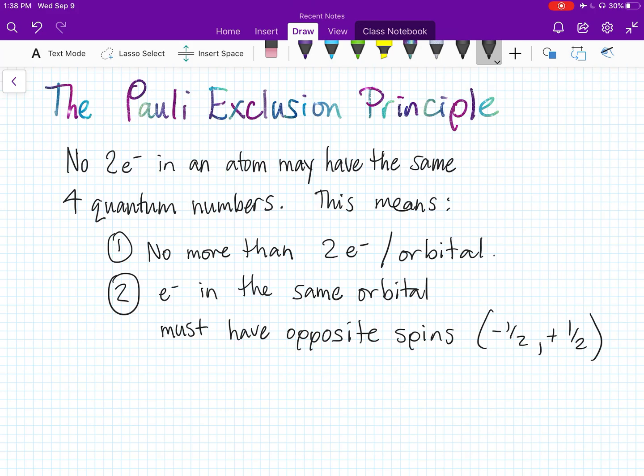The first of which is that there cannot be more than two electrons per orbital. The second implication is that if there are two electrons in the same orbital, they have to have opposite spins. So their m sub s values have to be opposite, minus and plus 1/2. So we can use this principle to do problems related to quantum numbers.